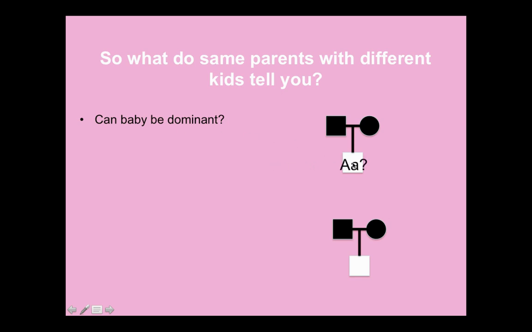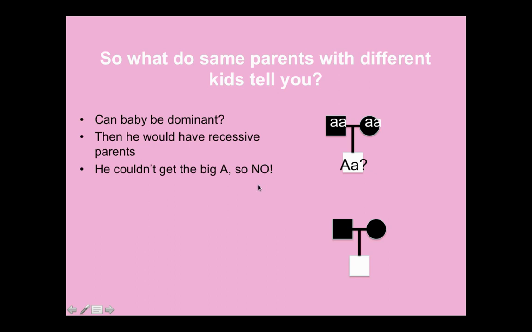Well, let's try it. Can this be big A, little a, or big A even? Well, remember, if it's unshaded, the parents are different, so they'd be recessive. So they'd be little a, little a. Could this baby have gotten a big A from either parent? Absolutely not. So this baby could not be dominant. Therefore, the baby must be recessive.